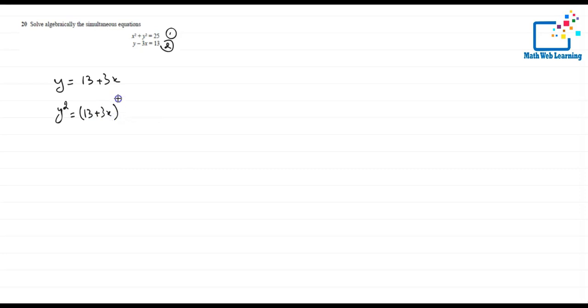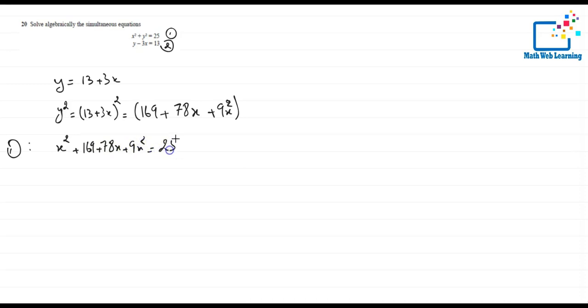Okay, that will give us 169 plus 39, 78x, and plus 9x squared. Okay, now we're going to put this bracket, or we can write it down with that bracket actually, into 1. So let's do it. So we have x squared plus 169 plus 78x plus 9x squared is equal to 25.